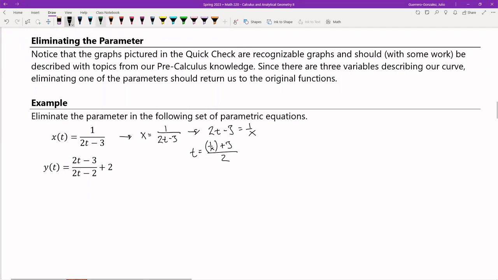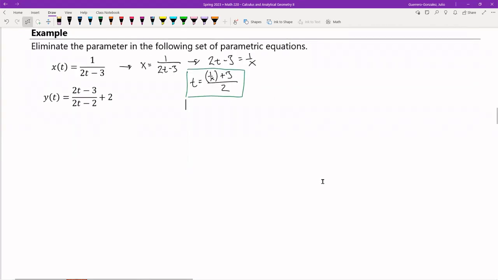So this is the expression that I'm going to use. This right here is going to be the expression that I'm going to use to eliminate the parameter. Okay, so hopefully at the end, I'm going to have just y equal to stuff in x. And that's the next thing I'm going to do. I'm going to grab this and plug it into y of t, right? So then I'm going to say y is equal to 2t minus 3.